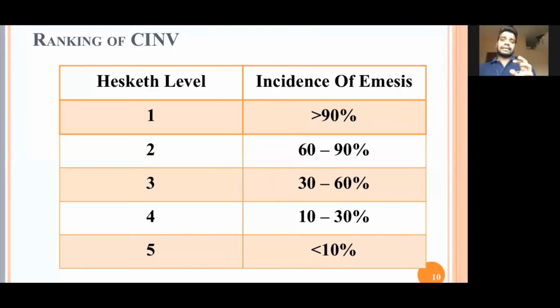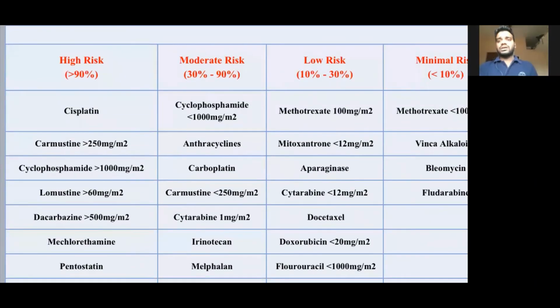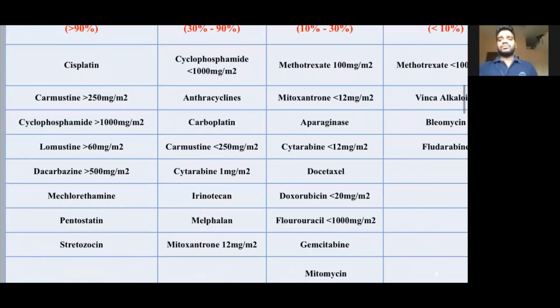This is again a way of categorizing. Here it is categorizing into 5 categories, again based on the incidence of emesis. So level 1 is called Hesketh level 1. If it is Hesketh level 1, that means the incidence of emesis is greater than 90%. If it is Hesketh level 5, that means the incidence of emesis is less than 10%. It is the same concept, the same thing, just a difference in name and the scientists who categorized it. But this grading is different from what you saw here for high, moderate, low, and minimal. There are 4 there, but here there are 5 categories or 5 classes.